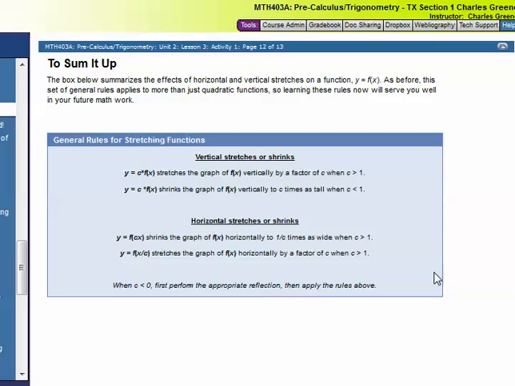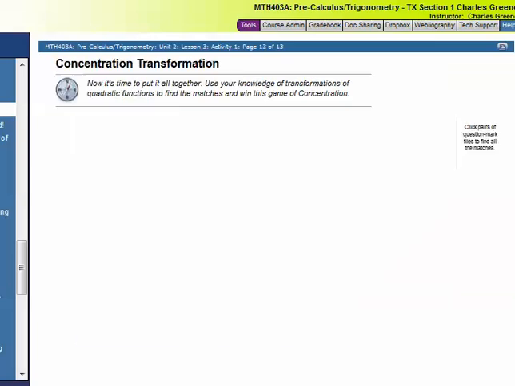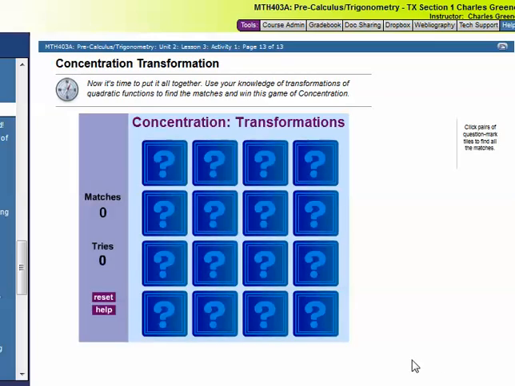So, trying to relate it to things that you might have learned in the past, trying to relate it to courses you might have had in the past, get onto this last screen. It's a concentration game. You're going to have to match up different things. I think it could be kind of fun to do. So, hope you enjoy the lesson.